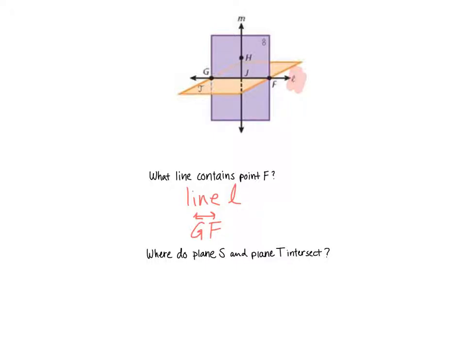Where do plane S and plane T intersect? Remember, two planes intersect in a line. So it's line L.